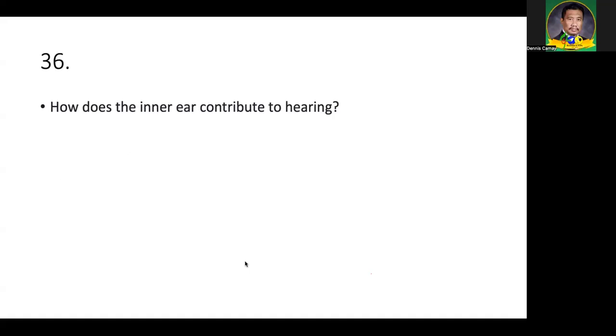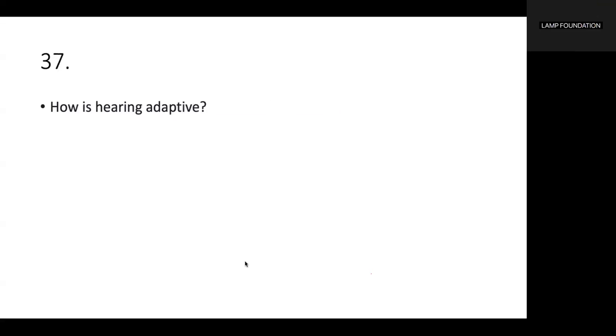Sound waves that have vibrated the eardrum and traveled through the middle ear reach the oval window of the inner ear and make the cochlear fluids move, bending the hairs found in the spiral organ of Corti. Once the hairs have been stimulated, they transmit impulses along the cochlear nerve to the brain. How is hearing adaptive? Repetitive or monotonous sounds like air conditioning are not heard after a period of time because our hearing adapts to the sounds.